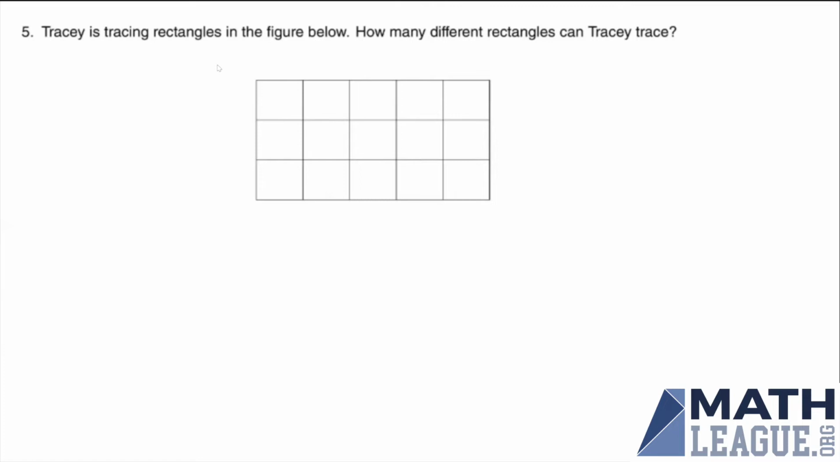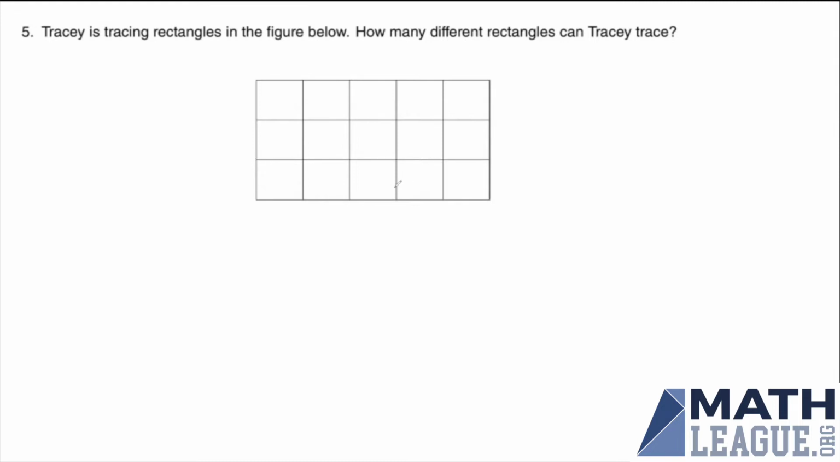Okay, so I'll be going over number 5 from the team round. Tracy is tracing rectangles in the figure below. How many different rectangles can Tracy trace? It'll be kind of difficult to count them directly, so let's try breaking it down into a simpler problem.